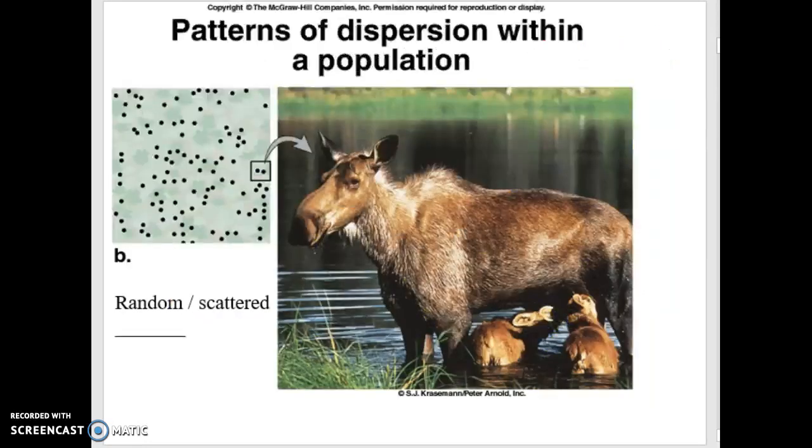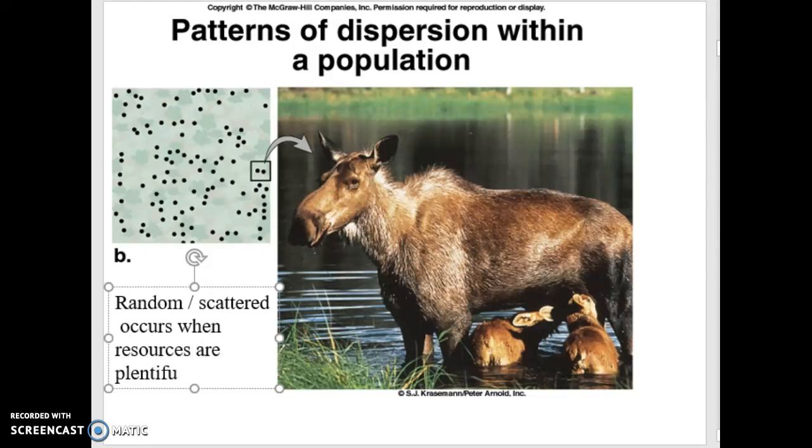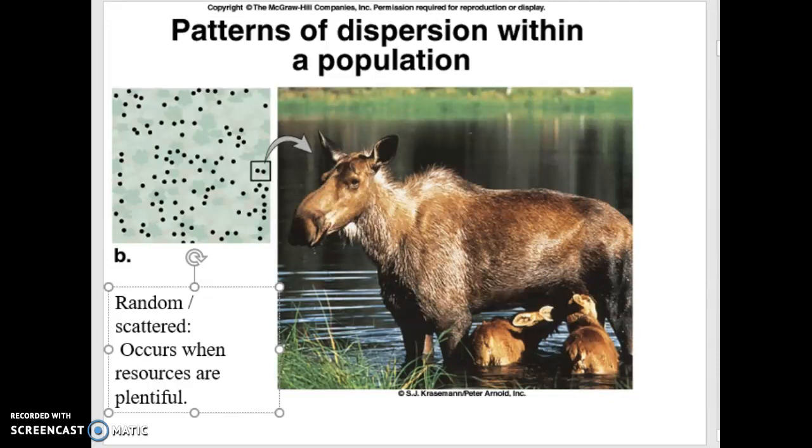Okay, more common is random or scattered distribution. With this type of distribution, they're anywhere, they're everywhere, they're scattered. This occurs when resources are plentiful. You've got a lot of food out there in the springtime. These guys are going to be wherever. They're going to just wander around. They're going to go wherever they need to go to find food. There's plenty of food, so they just kind of meander. And if you look at the graph there, there's no rhyme or reason. There's no organization to their distribution. That's why they call it scattered or random distribution.